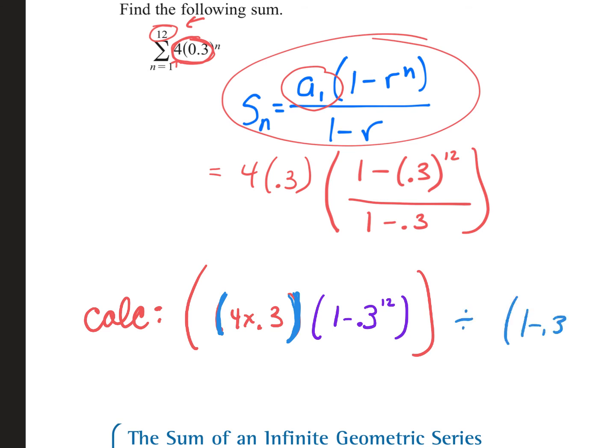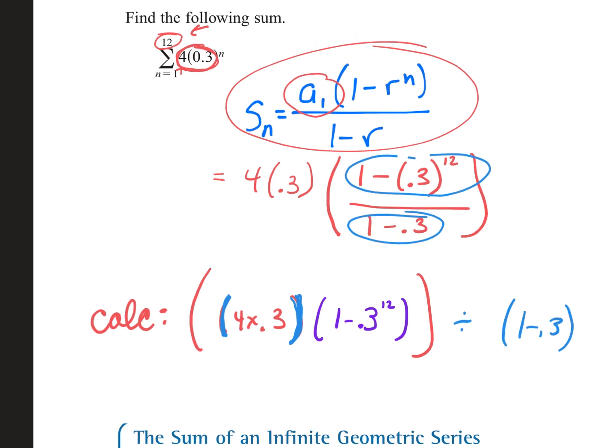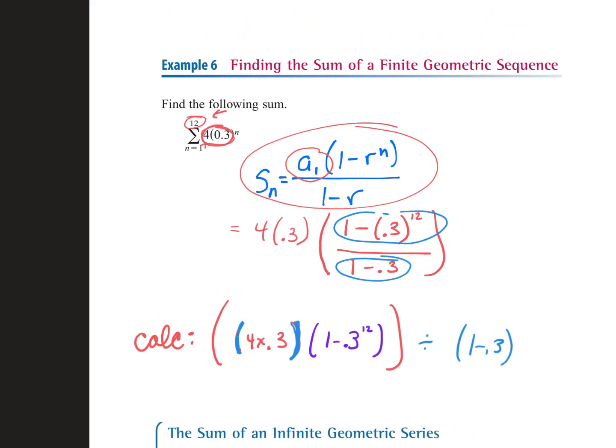1 minus 0.3. Now, you can do this differently because you're going to round, right? So you can simplify this numerator. Then you can simplify the denominator. Then you can divide the numerator by the denominator and then multiply by the outside. But guys, setting up this formula is not difficult.